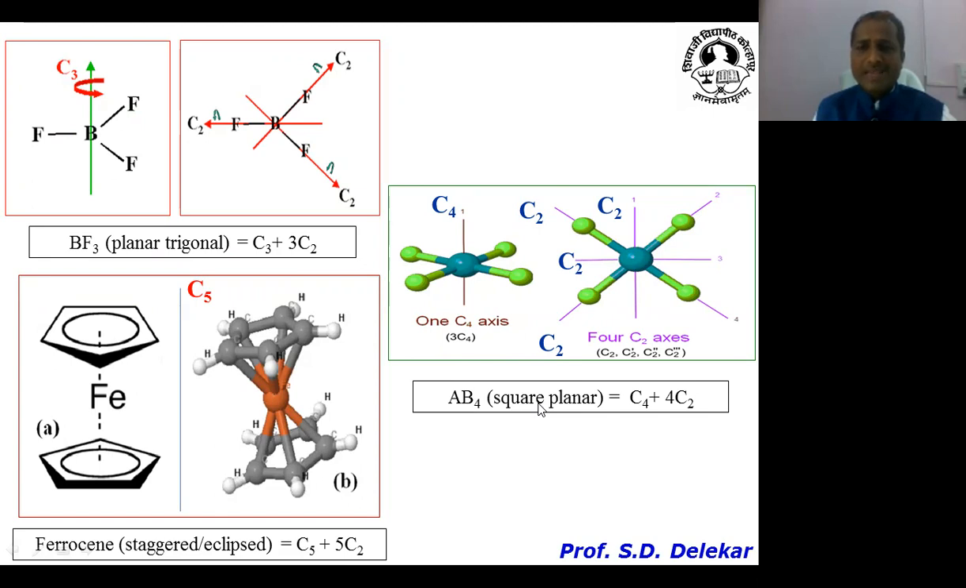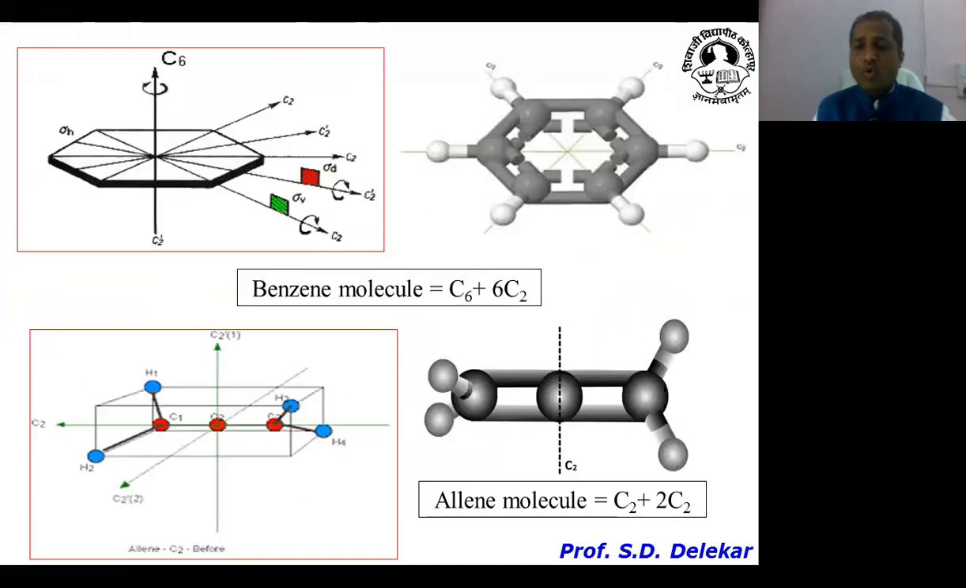Similarly, if you are going for an AB4 molecule having square planar geometry, like PtCl4 2 minus or Ni(CN)4 2 minus, all of these have the square planar geometry. So this is the overall geometry for a square planar molecule. The axis passing through the center, through A, has fold C4. Along with this one vertical axis, there are four horizontal axes.